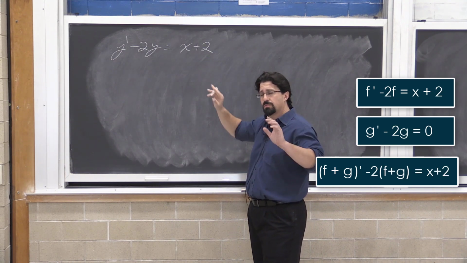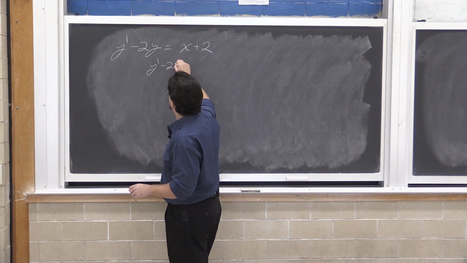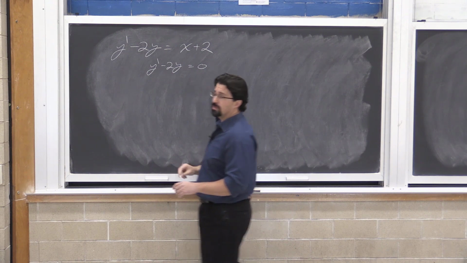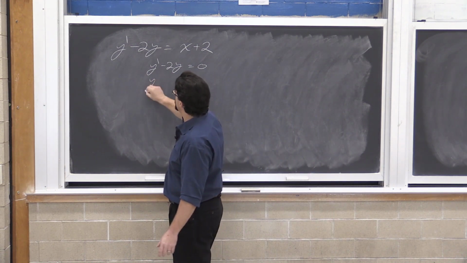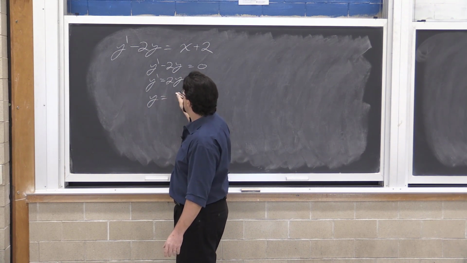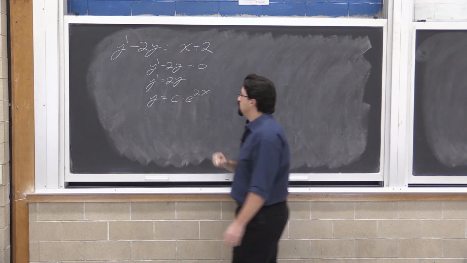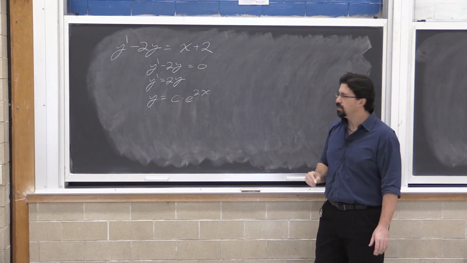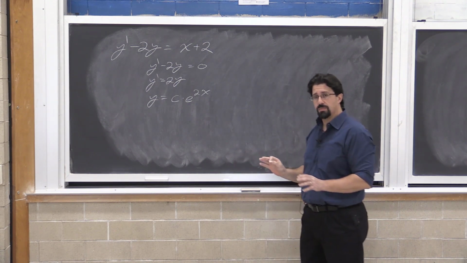All right, so let's begin by solving y prime minus 2y is equal to 0. Well, we've done this one. We've done it a bunch of times already. Hopefully you've done your homework on this, and you know that this gives you y is equal to any constant times e to the 2x. All right, so this is the solution to the homogeneous system.